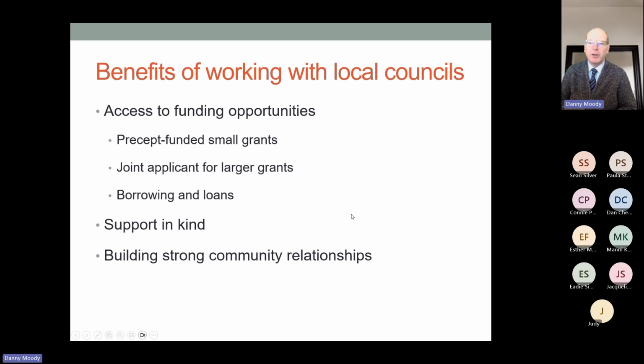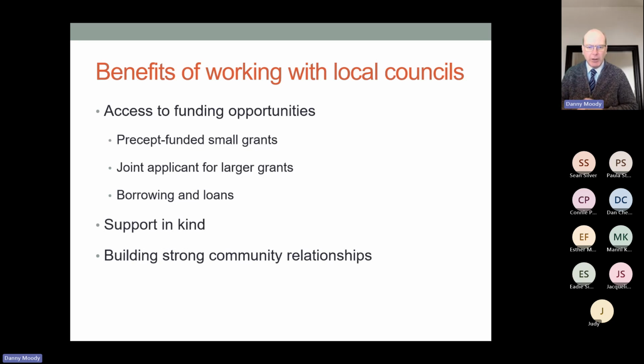So what are the benefits of working with a local council? Well, the obvious one is access to funding opportunities. So I mentioned that parish and town councils have the precept that is part of the council tax. So parish and town councils have tax raising powers.